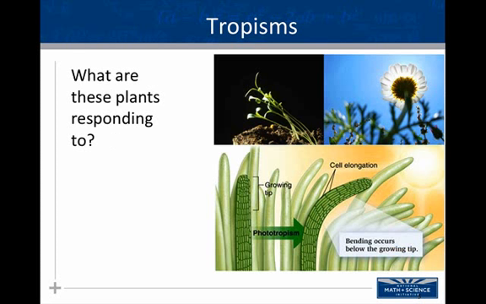So when we look at these pictures right here, what is actually occurring? They are moving toward light. So that is positive phototropism. Photo meaning light. What's important to remember is that you're going to have to be able to explain this tropism and what's going on. But what you will not have to do is to use specific hormones like auxins that explain this.